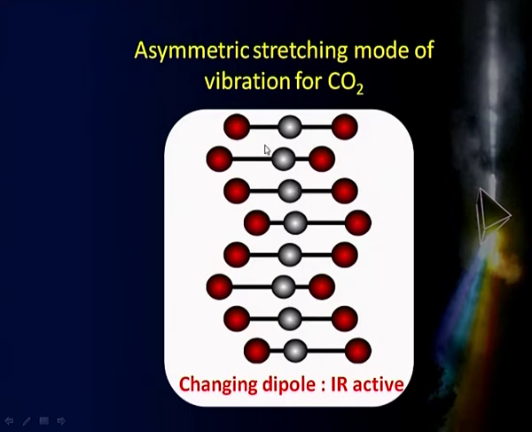So, in this case, to begin with, a normal molecule of carbon dioxide has no dipole moment. But the moment you have got this kind of scenario, this bond becomes larger than this one. So, the magnitude of dipole moment becomes different in two bonds and it does not cancel out. So, there is a net dipole moment there. That means, when a carbon dioxide molecule executes asymmetric stretching mode, it will lead to changing dipole and that will be an IR active mode. That means, this molecule vibrating in this particular way is going to absorb IR radiation or is IR active.